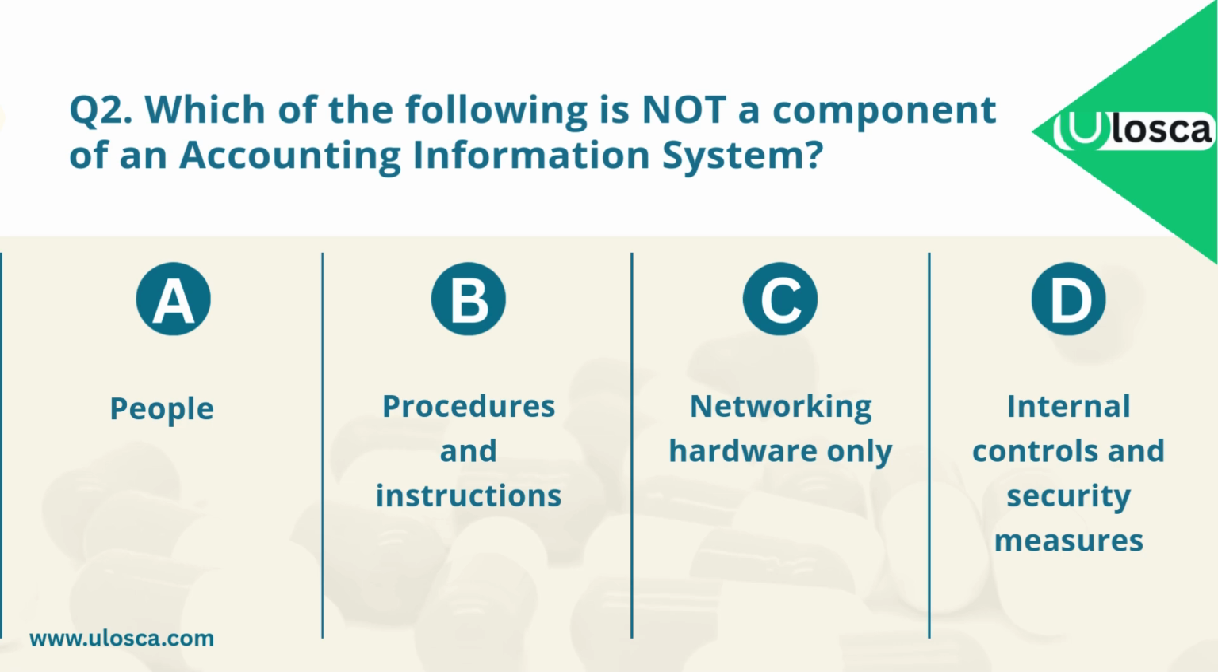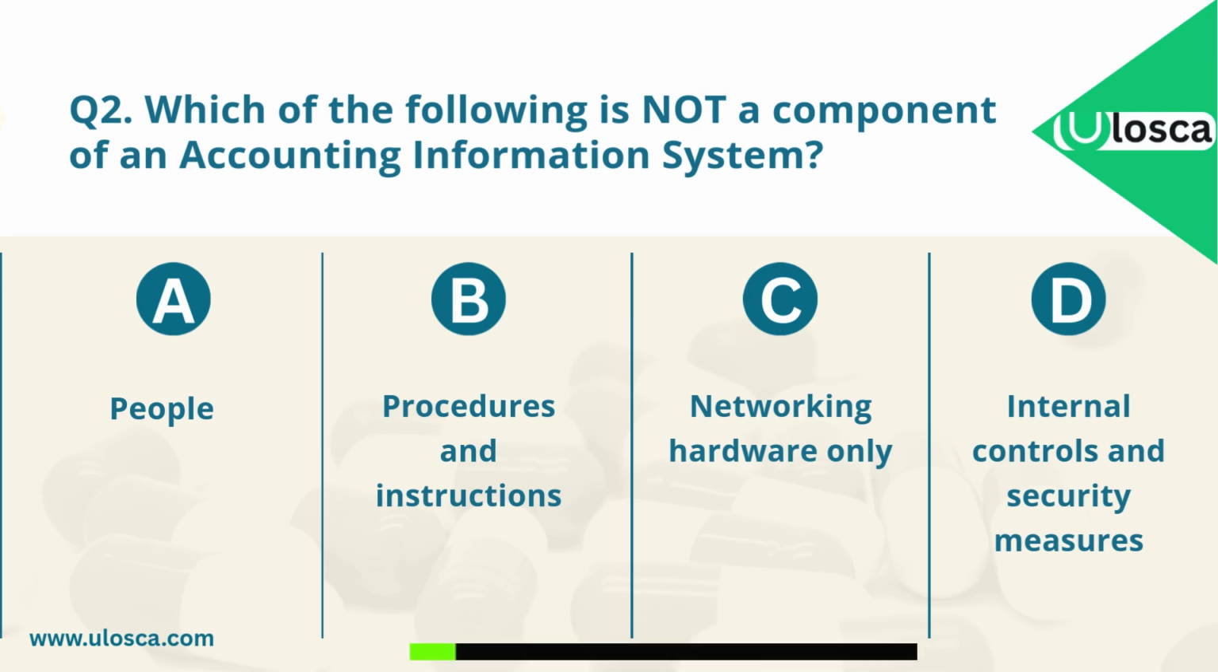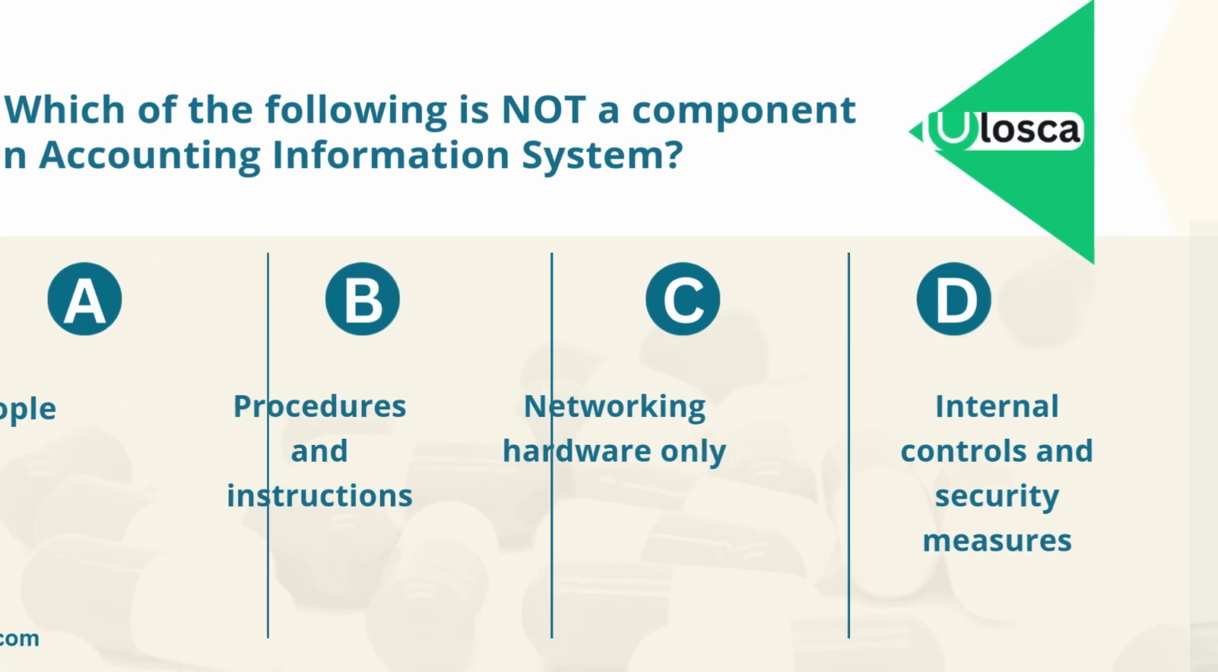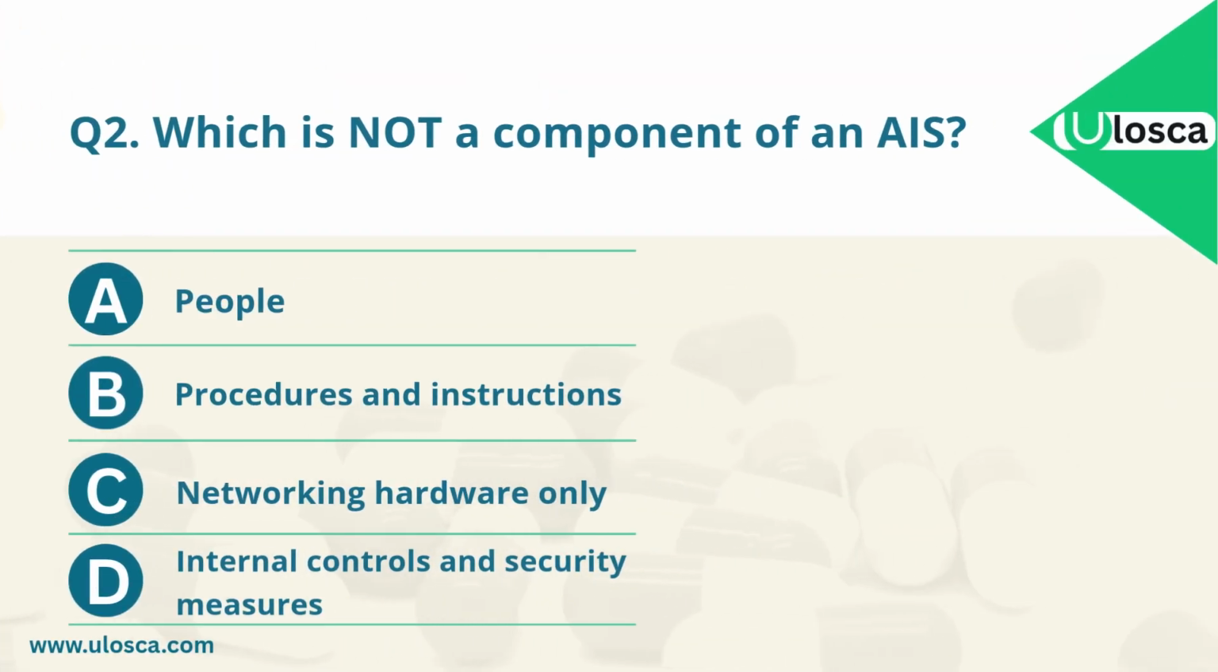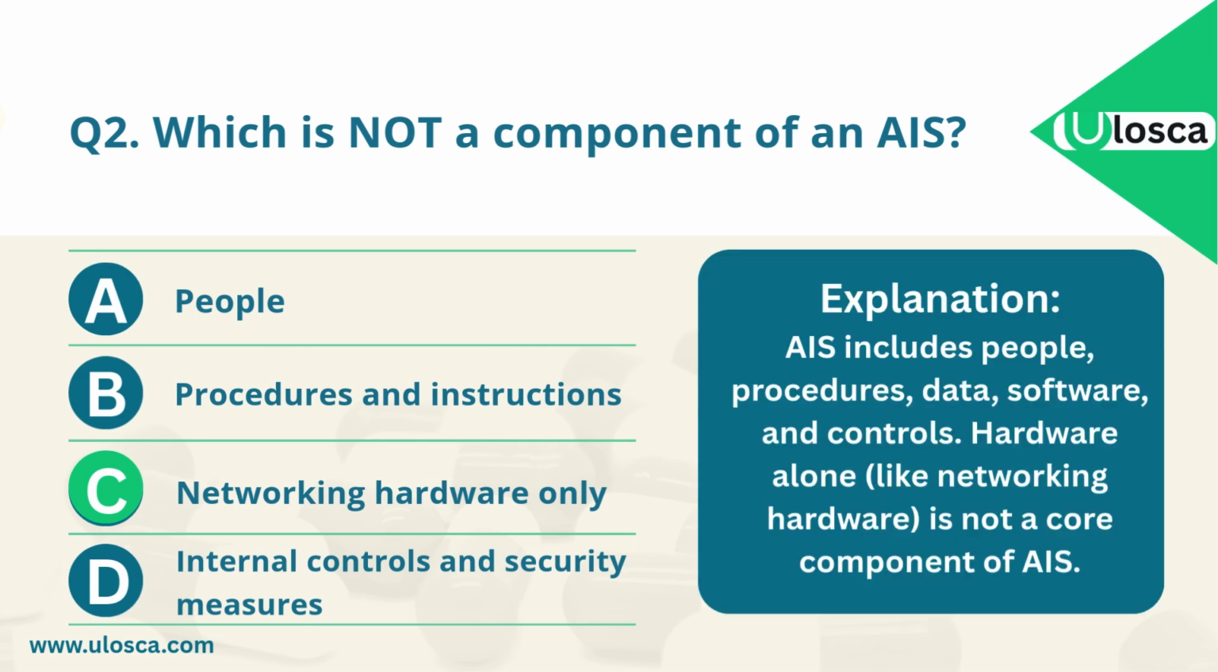Question 2. Which of the following is not a component of an accounting information system? A. People. B. Procedures and instructions. C. Networking hardware only. D. Internal controls and security measures. Which one is the correct answer? The correct answer is C. Networking hardware only. Explanation. AIS includes people, procedures, data, software, and controls. Hardware alone is not a core component of AIS.